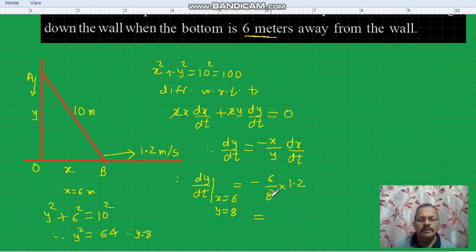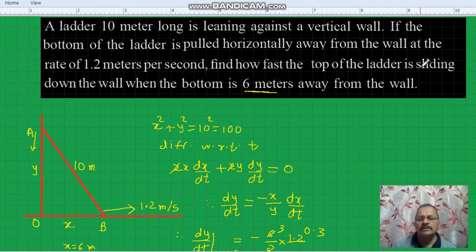equal to 3, 4, 4 ones are 4, 3s are 3, 3s are 9, minus 0.9 meter per second, and therefore this top of the ladder is traveling down or sliding down at the rate of 0.9 meter per second. This is the answer.